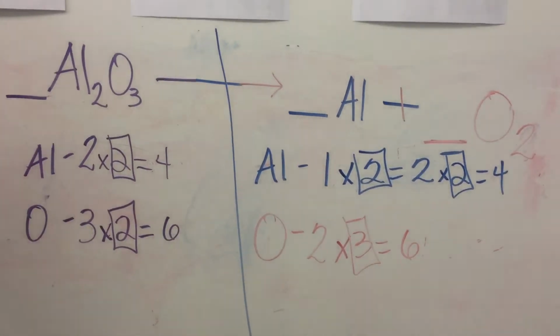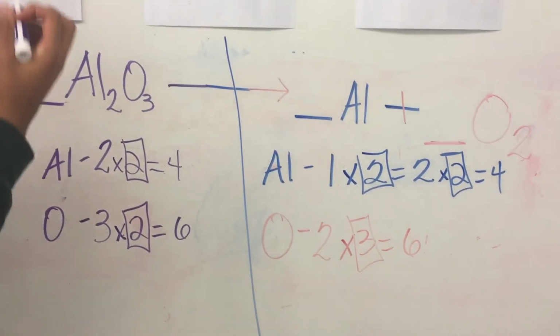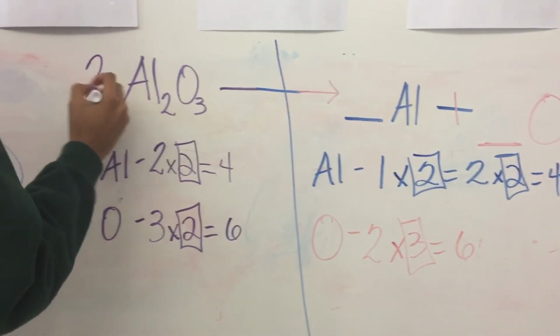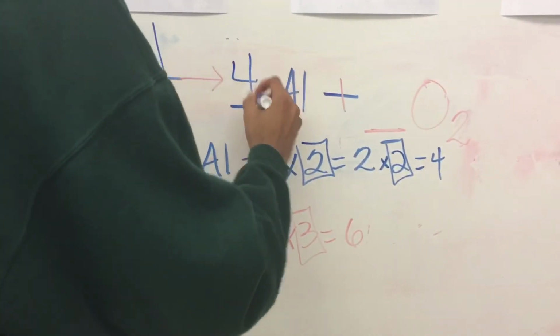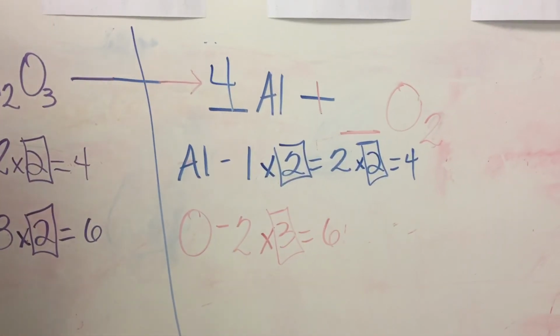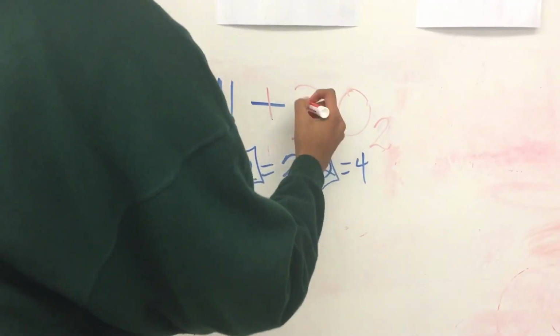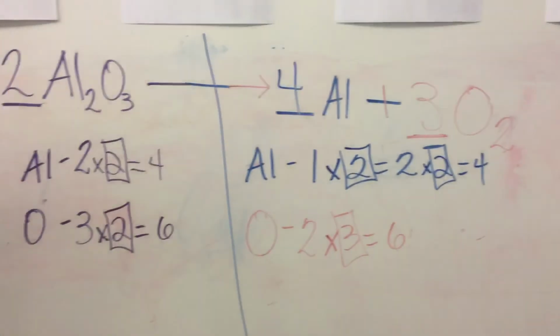And now we write these coefficients in. So here, the coefficient is 2. Here, the coefficient is 4. And here, the coefficient is 3. And this is our balanced equation.